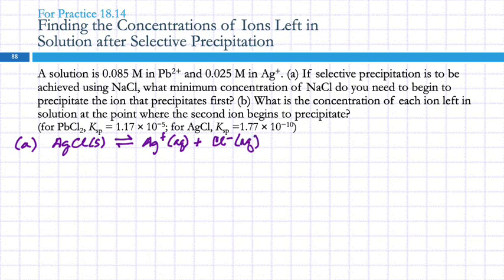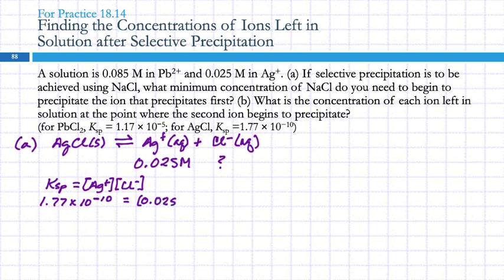So that's the equilibrium for silver chloride. We are told that we have a concentration of silver that's 0.025 molar, and it wants to know what the chloride ion concentration needs to be for that to precipitate. This is like the problem we just did. KSP equals silver ion times chloride ion. The KSP is given to us, 1.77 times 10 to the minus 10. That equals the silver concentration times the chloride concentration.